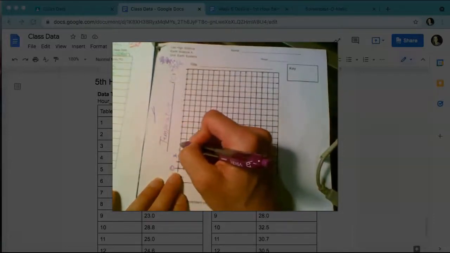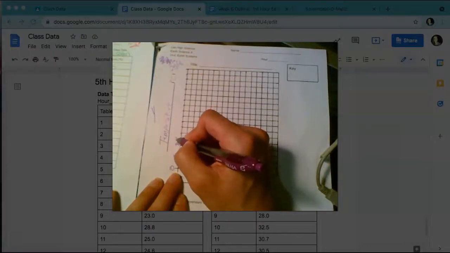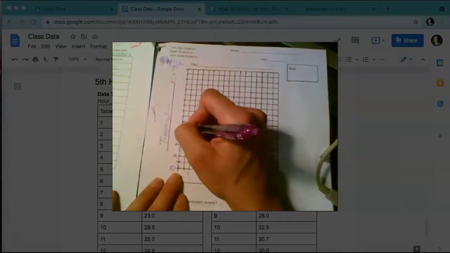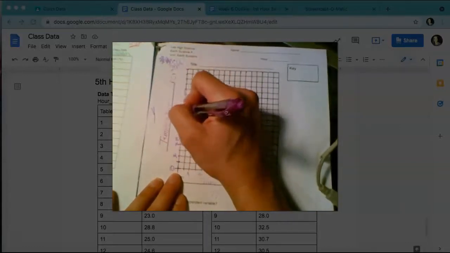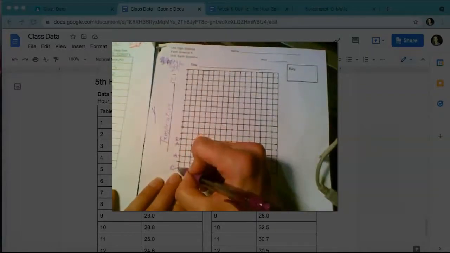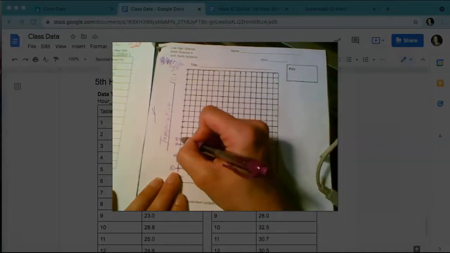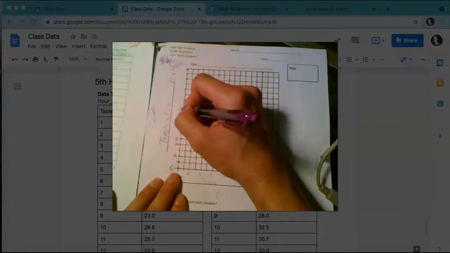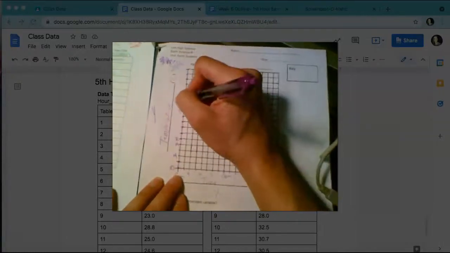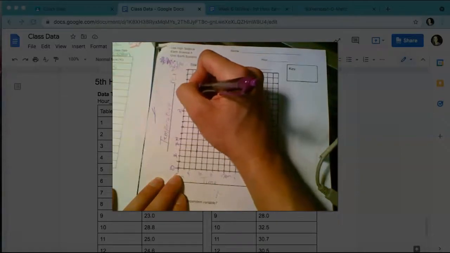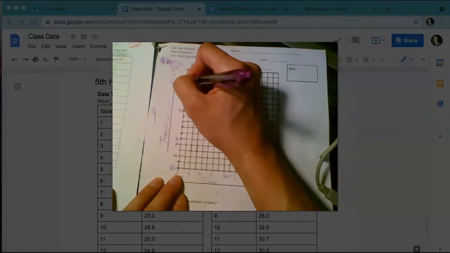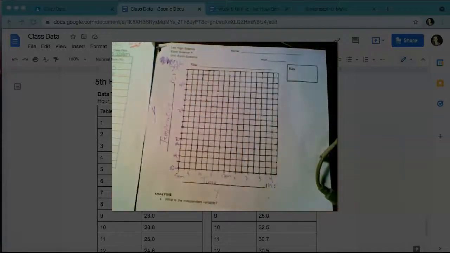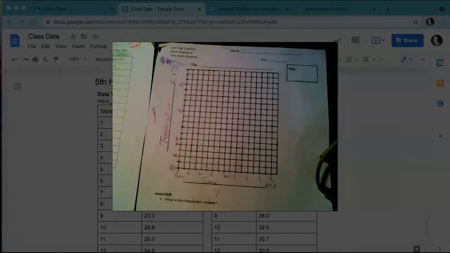14, 16, 18, 20, you can number it how you want, 20, 22, 24, 26, 28, am I counting this right? 2, so 12, 14, 16, 18, 20, 22, 24, 26, 28, 30, 32, 34, 36, 38, 40. So you can do it like that. I don't know why I just lost count. But that looks like all the temperatures will fit in.